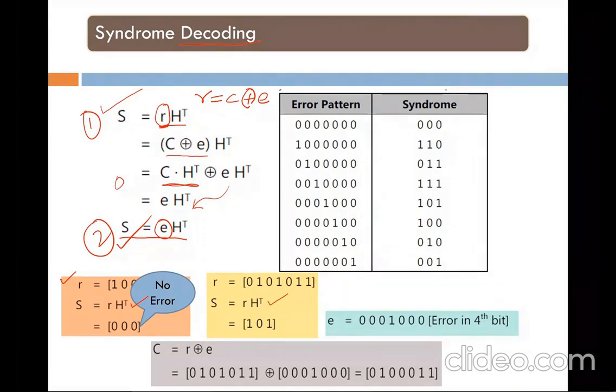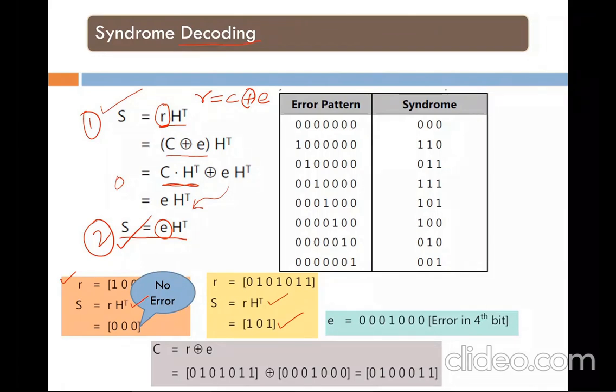So here we identified that there is an error. First we came to know that there is an error. What's the next step after we come to know that there is an error? What do we need to do next? In which bit is the error present? Correct, exactly. Once we come to know that there is an error in the received code word, we need to find out in which particular bit the error is present.